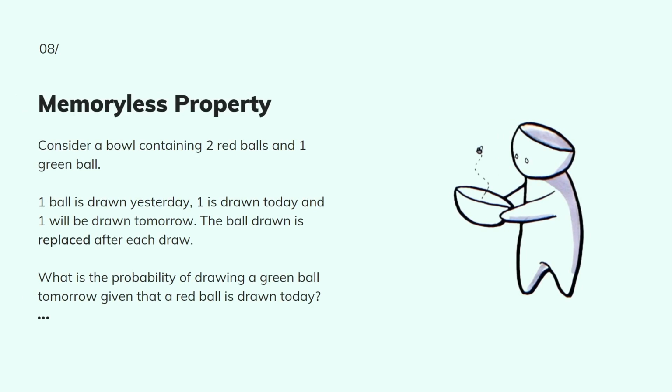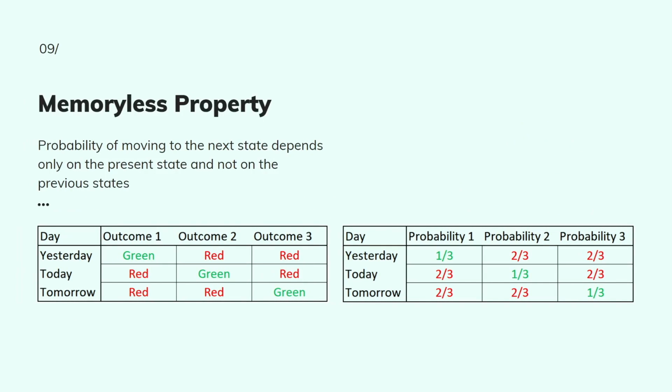Let's have a small example with regards to the memoryless property. Given a bowl containing 2 red balls and 1 green ball, one ball was drawn yesterday, one will be drawn today, and one more will be drawn tomorrow, and each ball is replaced after each draw. What is the probability of drawing a green ball tomorrow given that a red ball is drawn today? With 3 balls drawn over a span of 3 days, there are 3 different possible outcomes as laid out in the table. As you can see, the probability of drawing a red and green ball remains constant throughout the 3 days. This is the memoryless property where the probability of moving to the next state depends only on the present state and not on the previous states.